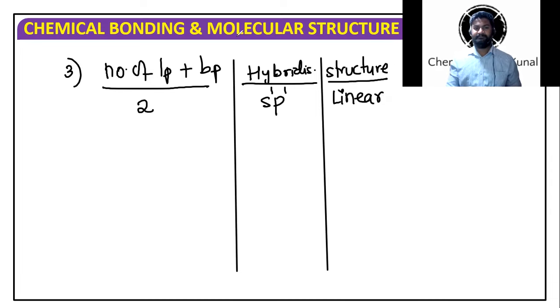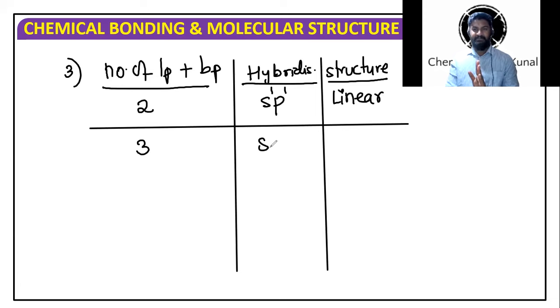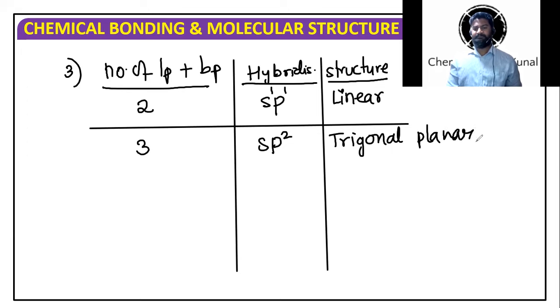Next, suppose the sum of bond pairs and lone pairs comes out to be 3, then the hybridization, can you guess it? If 2 was sp, 3 will be sp2. Excellent. And the geometry will be trigonal planar. And how to remember that? Tri means 3, 3, 3. That's it. See, isn't it very simple?